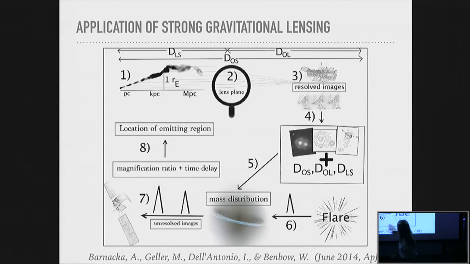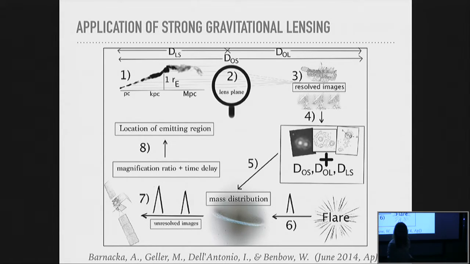And because the variability timescale of the flare is of the order of hours to days, it's much shorter compared to the time delay. The typical time delays are of the order of weeks to months. So even if the light curve is unresolved, we can resolve flares and measure the time delay. Then, when we have a time delay and the mass distribution of the lens, we know which time delay corresponds to which position along the jet. So when we have a time delay at gamma rays, we can use it to find out the location of the emitting region.